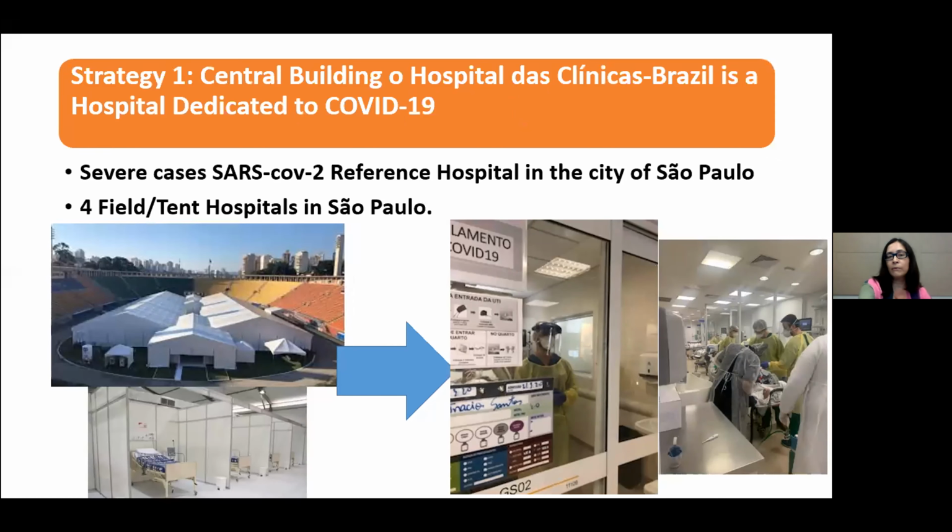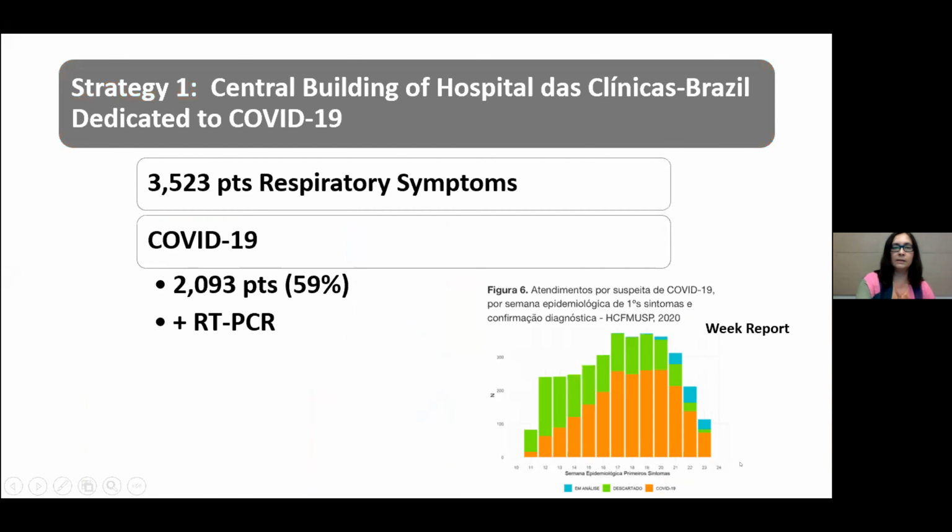And in São Paulo right now, there are 4 field hospitals, such as this one nearby our hospital that was built in the soccer, or football, stadium. Patients are transferred from these kinds of hospitals to our hospital, which is a high complexity hospital. This is our intensive care unit, and here is our ER unit. Since then, we have received more than 3,000 patients with respiratory symptoms.